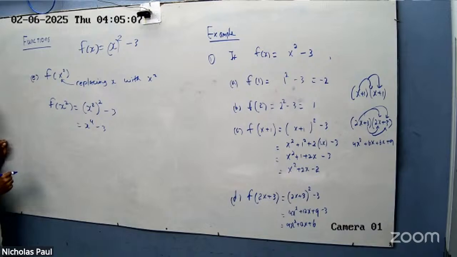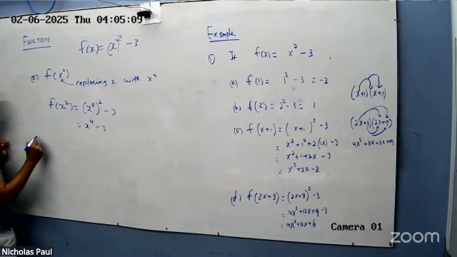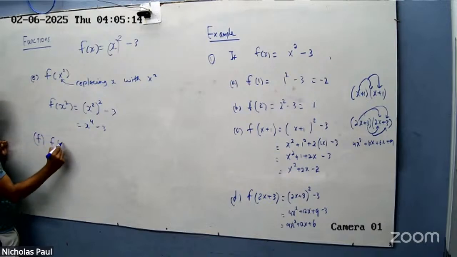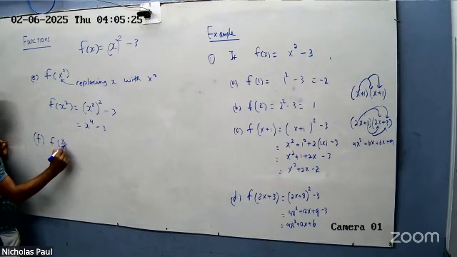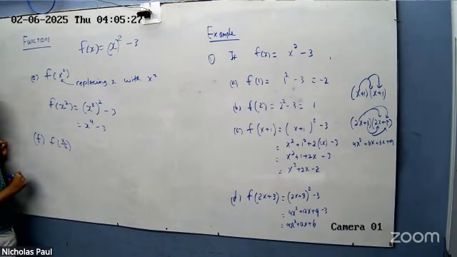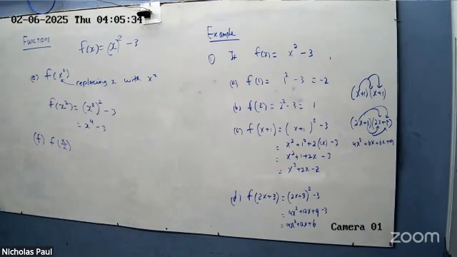All right, A, B, C, D. One more. Last one like this. x divided by 2. It's simple. Find f of x divided by 2.